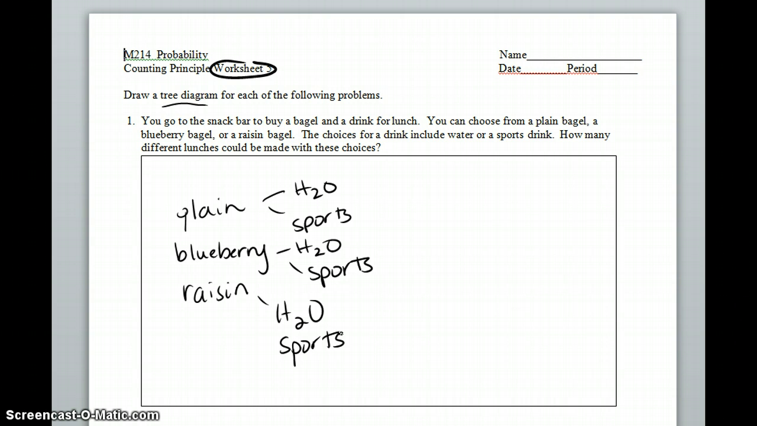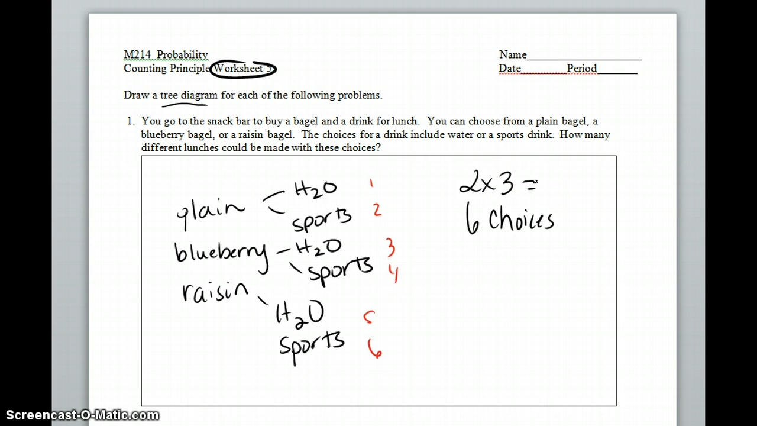Okay. Look at the end of the branches and see how many choices you have. 1, 2, 3, 4, 5, 6. So we have 6 different choices for our lunch. Now, yesterday we talked about how all you had to do was multiply 2 times 3 in order to find it. So 2 times 3 equals 6 choices.